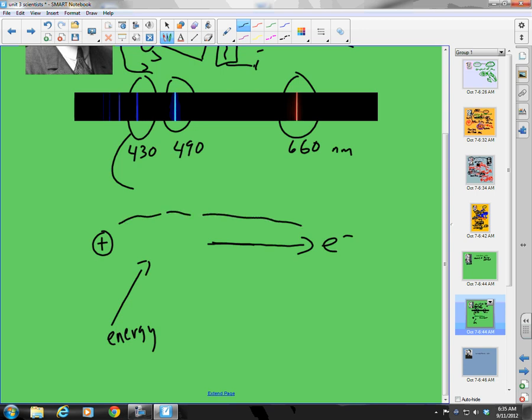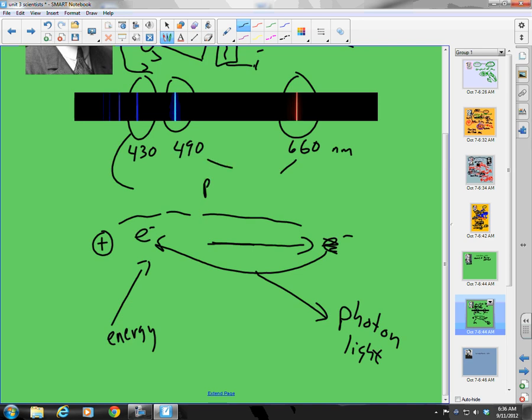But then that electron, after that energy is removed from it, would fall back to its original spot. And what would happen when that electron would fall back? Well, a photon of energy would be released. And we'd see that as light. And so he thought that, hey, these lines represent photons from electrons dropping. Okay, good. So that's a good first step.